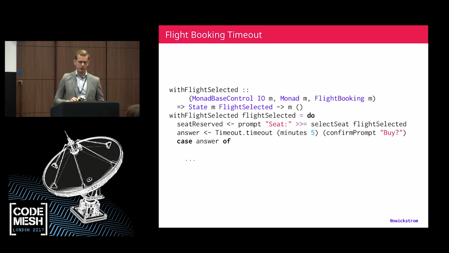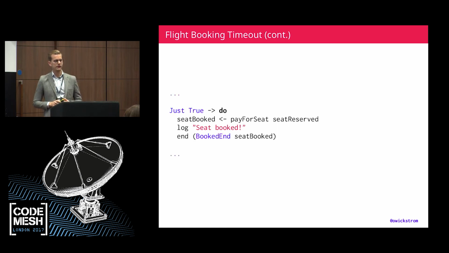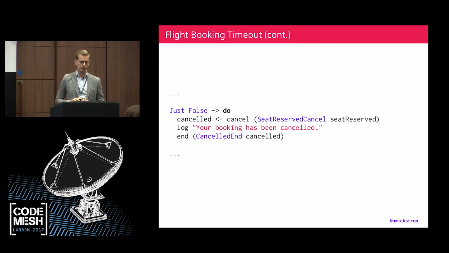And we wait for an answer for this timeout. And it can have 3 different values. Just true means that we got an answer and that it was a positive confirmation. I want to buy this ticket. So we transition into seat booked and end the booking. Just false means that we got an answer saying, I do not want to buy this ticket. So we cancel the reservation and end the booking.